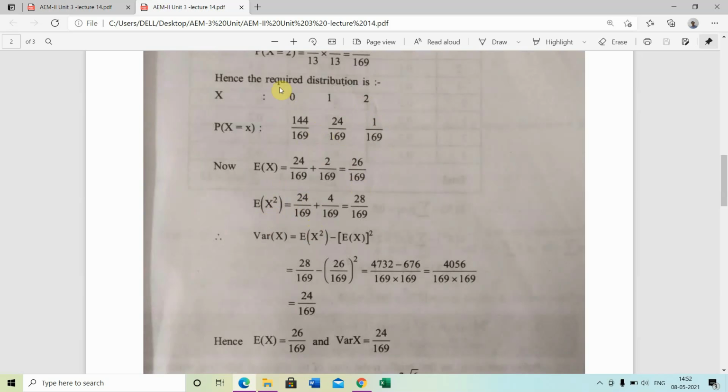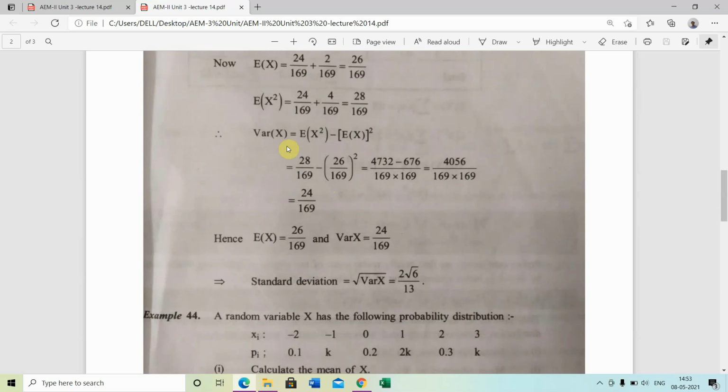Now E(x²) is the square of x multiplied by the probability. Then 0² multiplied by 140/169, plus 1² multiplied by 24/169, plus 2² multiplied by 1/169. We get 28/169.